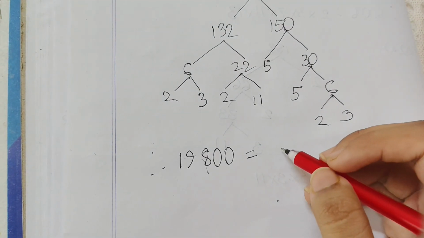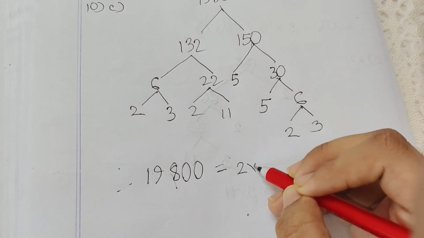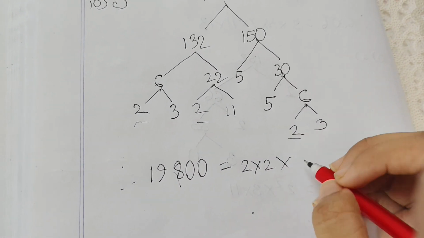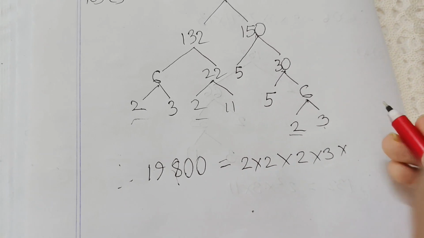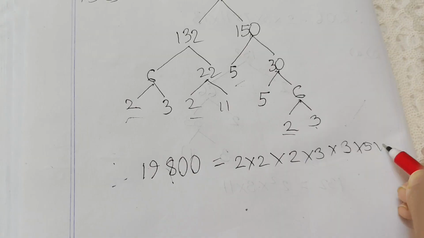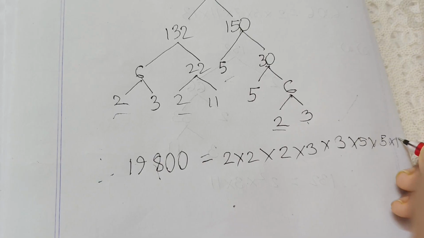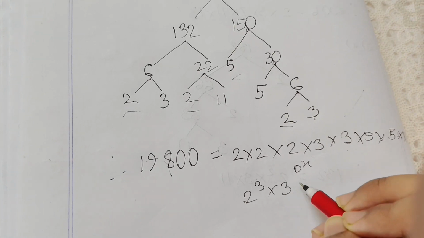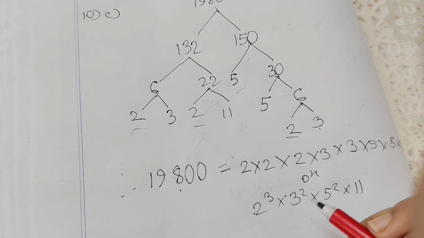Therefore, 19,800 if represented as a product of prime numbers is equal to 2 multiplied by 2 multiplied by 2 multiplied by 3 multiplied by 3 multiplied by 5 multiplied by 5 multiplied by 11, or 2 cubed multiplied by 3 squared multiplied by 5 squared multiplied by 11. Now that's a lot of prime numbers.